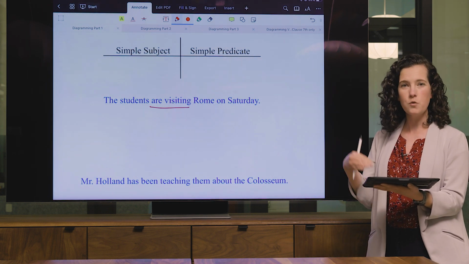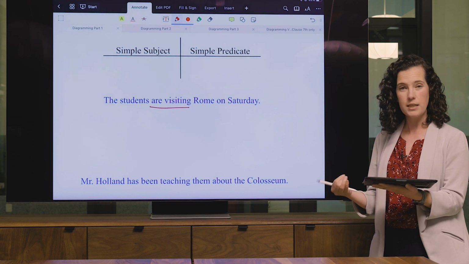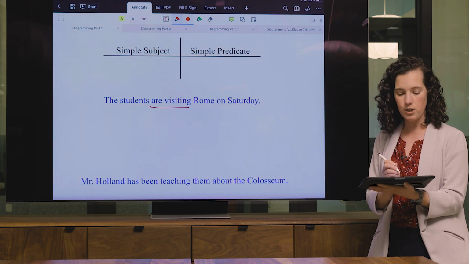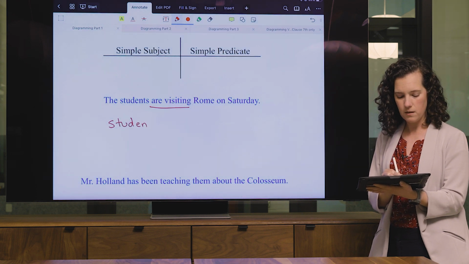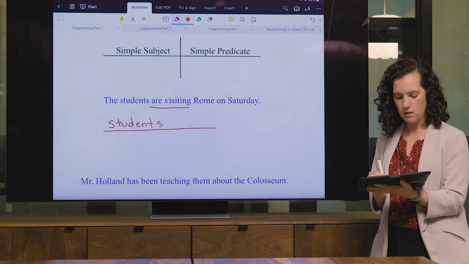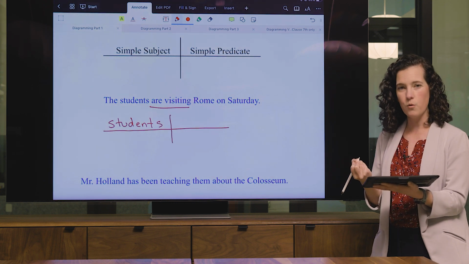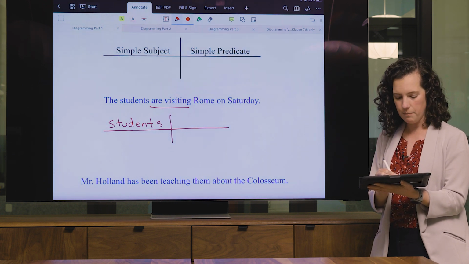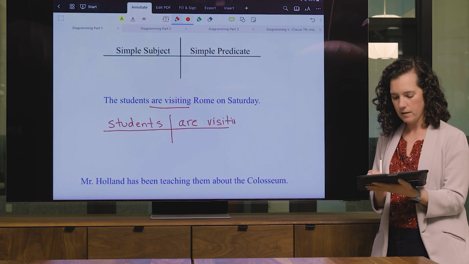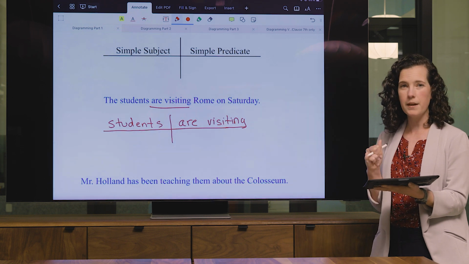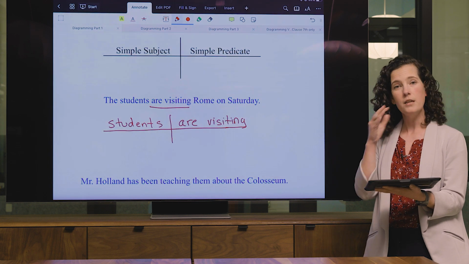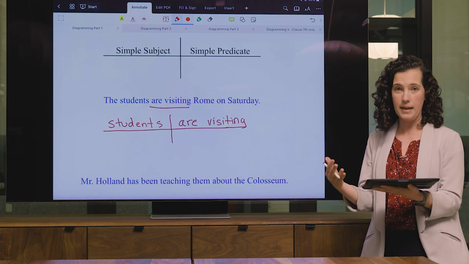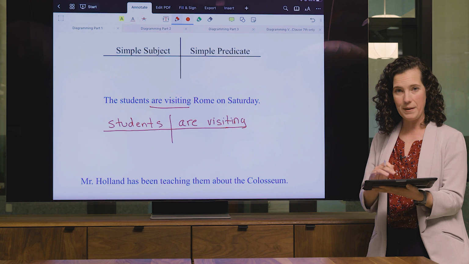Then we find what is doing that action, which would be the subject, in this case, students. So to diagram our subject and predicate, we would have students on the left. Then we would divide them with a line that goes all the way through and put the simple predicate, are visiting, on the right. For now, we're going to stop there, and later we're going to add in these other elements from the sentence. But that is how you would diagram just the subject and predicate. And all sentences must have a subject and a predicate, so that's always where you begin.